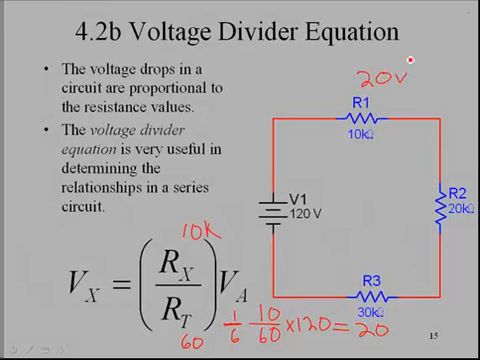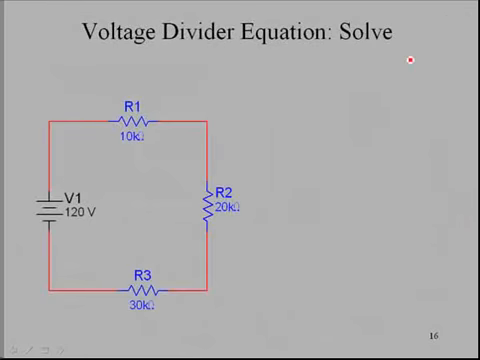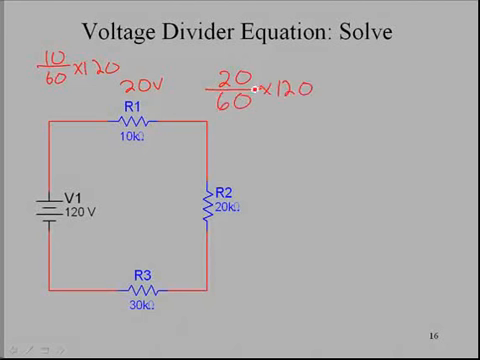Let's jump to the next slide. I have a prepared circuit for this. So we said this first one was 10 over 60 times 120, and that would be about 20 volts. And the next one here, 20K, again we could do the same thing: 20 divided by the total resistance, which is 60, times 120. Again this looks like 2 over 6, which is about 1/3, and 1/3 times 120 would be about 40.